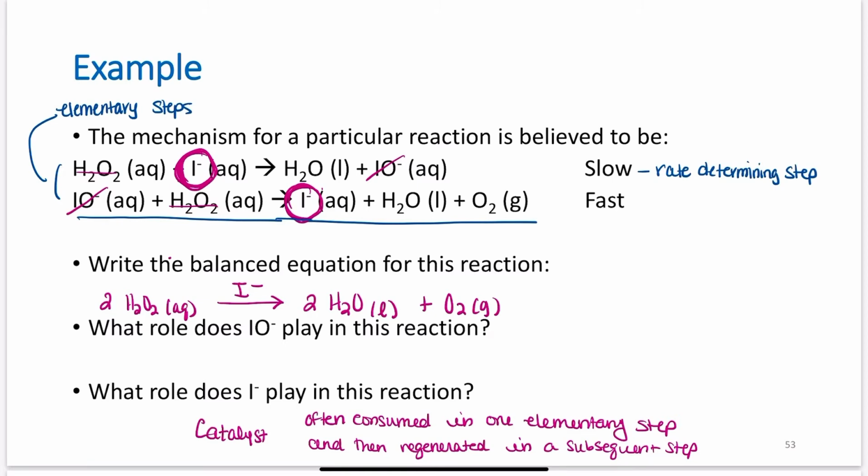What role does IO minus play? IO minus is an intermediate. How do I know the difference? Because I minus was consumed then produced. IO minus was produced then consumed.